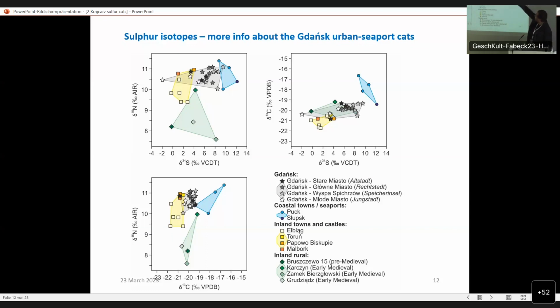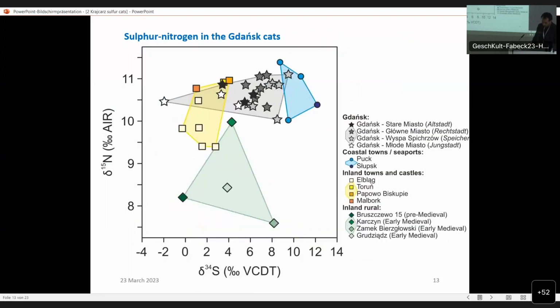Here we have carbon and sulfur, and here we have sulfur and nitrogen. We can see that with sulfur we have a much wider range, so sulfur really helps here. I would say that the sulfur-nitrogen isoscape is probably the most informative one, because we can see the widest range. So let's look at the details.